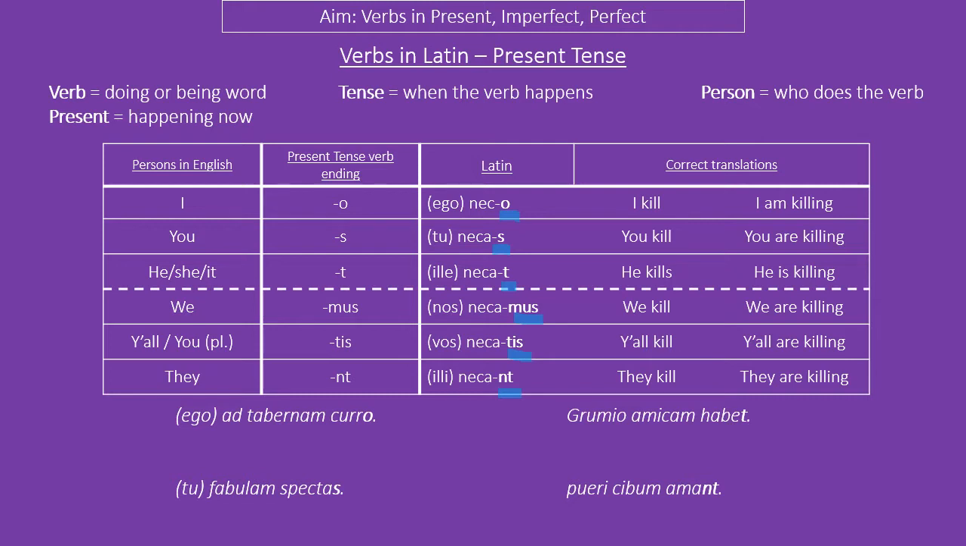So the first one here, we can see is ego here, I do something, I run to the shop. The second one down ends with an S. We've also got the tu to give you a help. You are watching the play. Grumio here, so we've got that T. Notice there's no word for he here, but we know who the he is, it's Grumio. So it's Grumio has a girlfriend. And finally at the end here, we can see this unt ending, so it's going to be the boys like food. They like food.